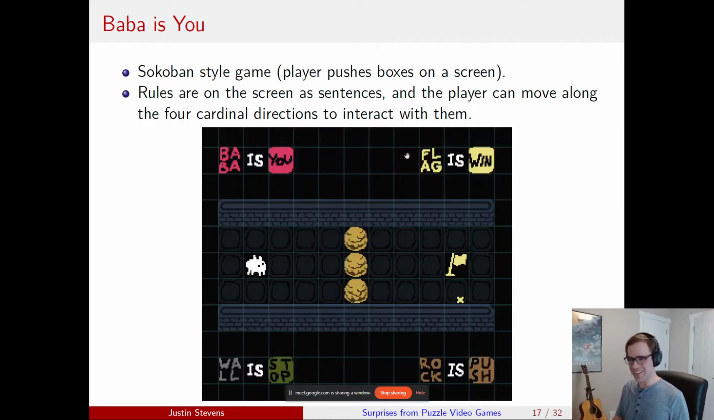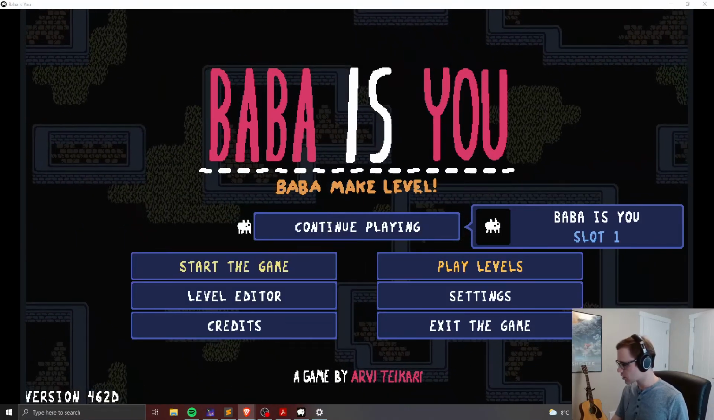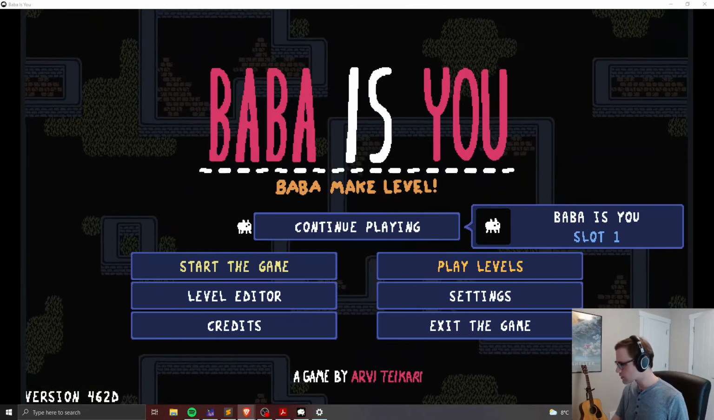So here's one of the simplest and first puzzles that people will approach in the game. To illustrate some of this, I'm just going to have the game booted up in a separate tab. Let's see if I can share that. And we'll see the interesting things that can come from this.